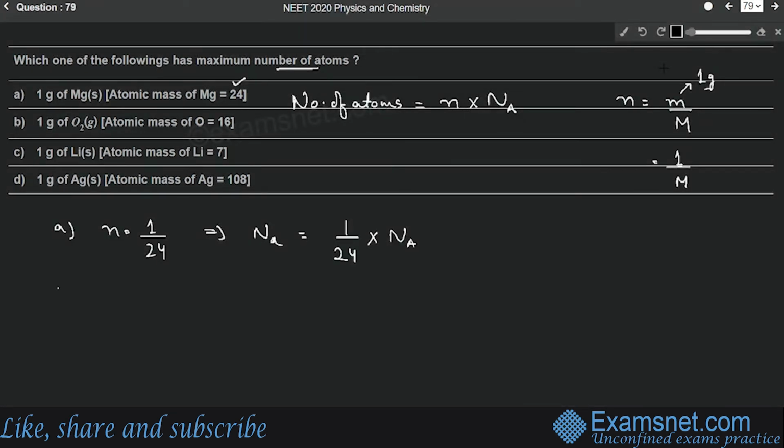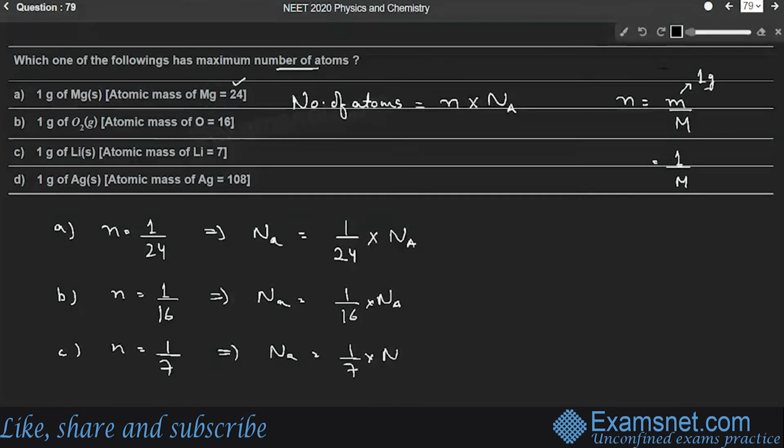Okay. Similarly, for the second one, the number of moles will be 1 by 16. So the number of atoms will be 1 by 16 into Avogadro number. For the third one, the number of moles will be 1 by 7. So the number of atoms will be 1 by 7 into Avogadro number. And the last one is argon with atomic mass 108. So the number of moles will be 1 by 108. So the number of atoms will be, writing here, 1 by 108 into Avogadro number.